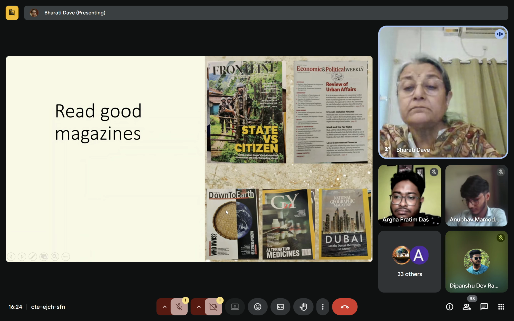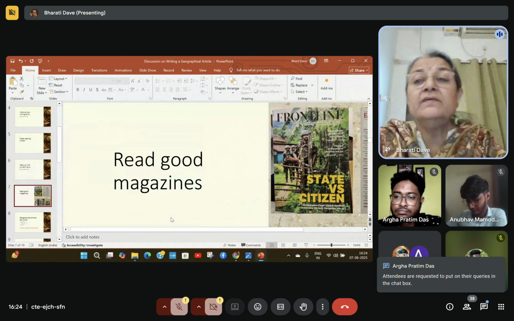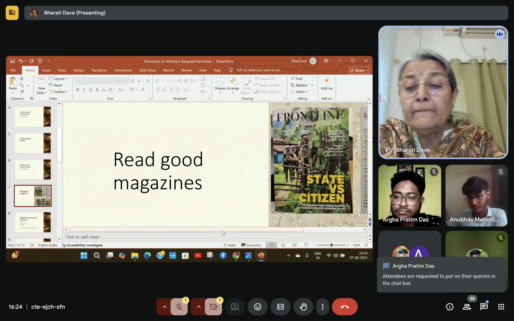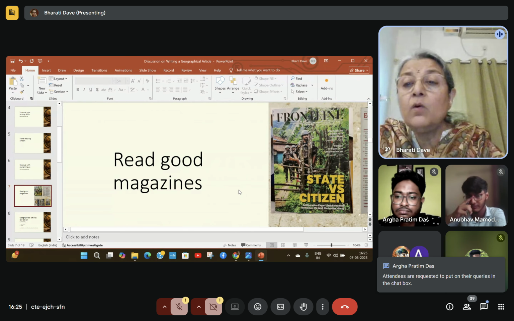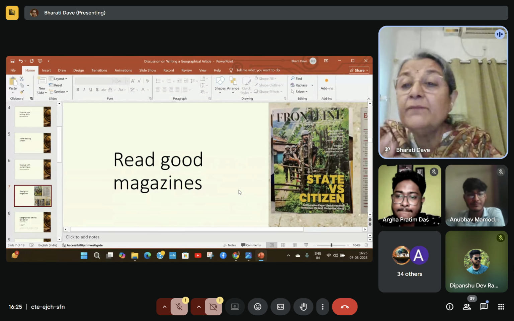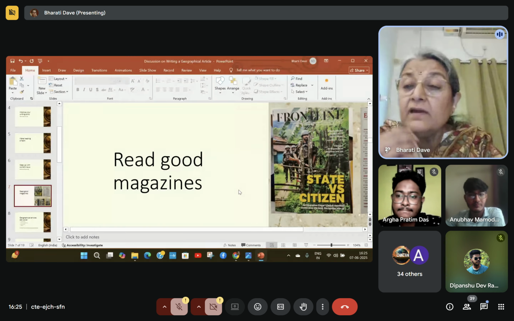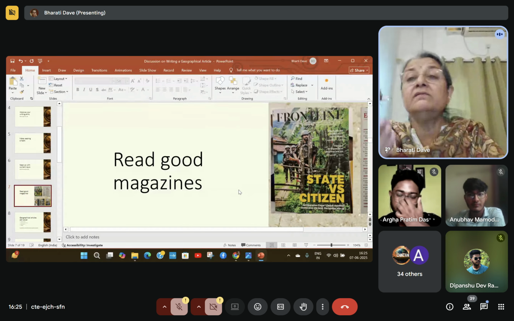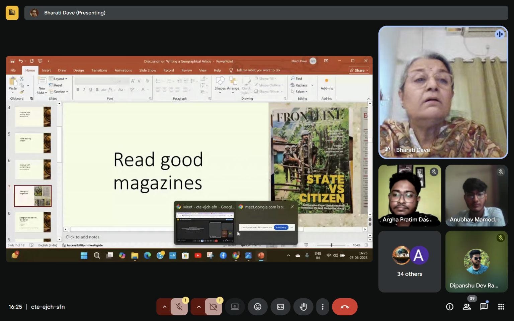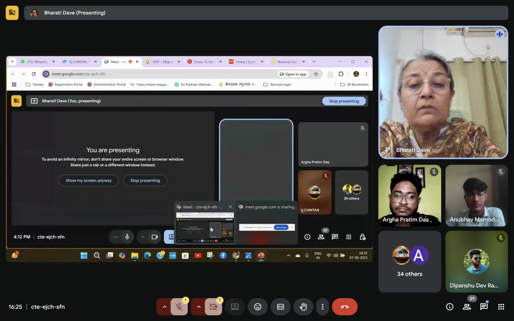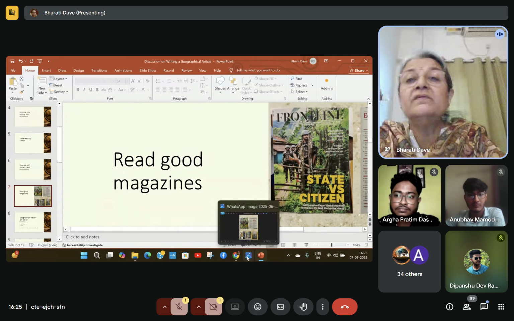Now, all these magazines have websites these days. So you should always check the websites, because they form a very important source. Okay, now I need to show the website.